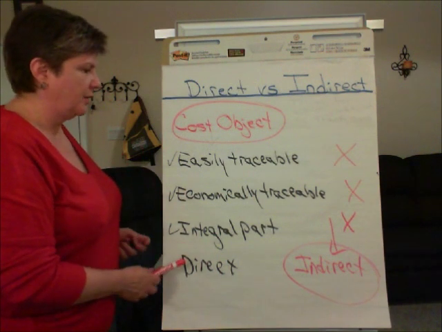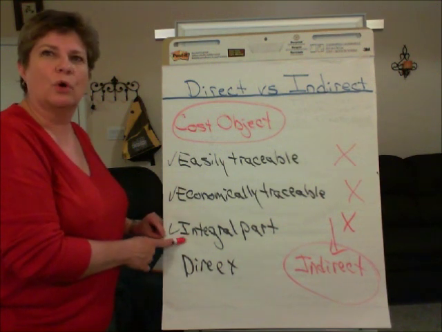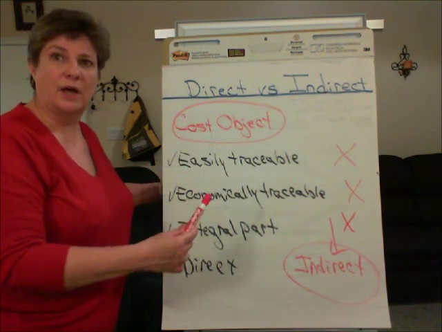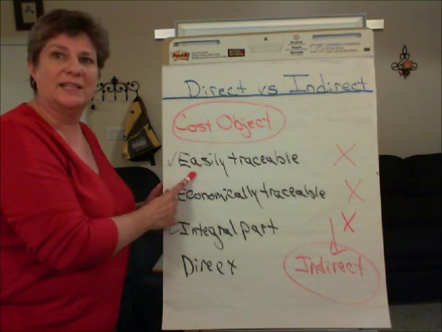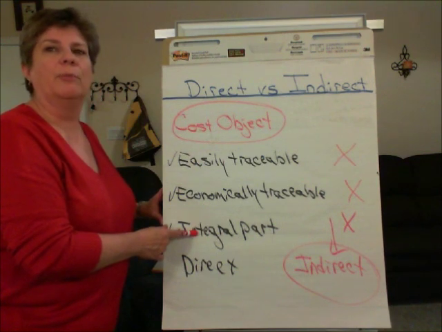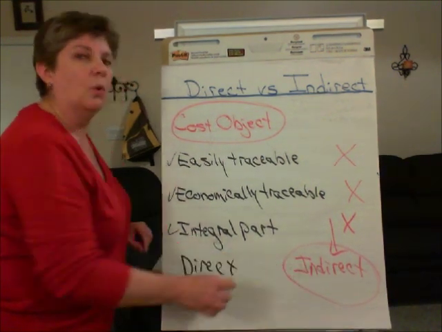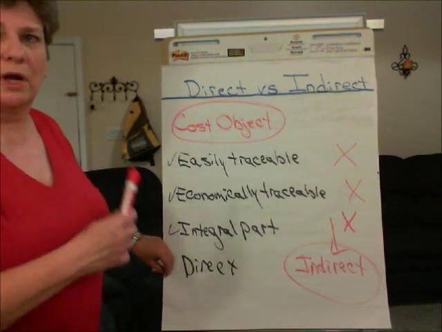So direct cost: easily and economically traceable, and an integral part of the total cost of the product. Anything else, if it's not easily or economically traceable, if it's not an integral part of the product, then that cost is going to be an indirect cost of the cost object.